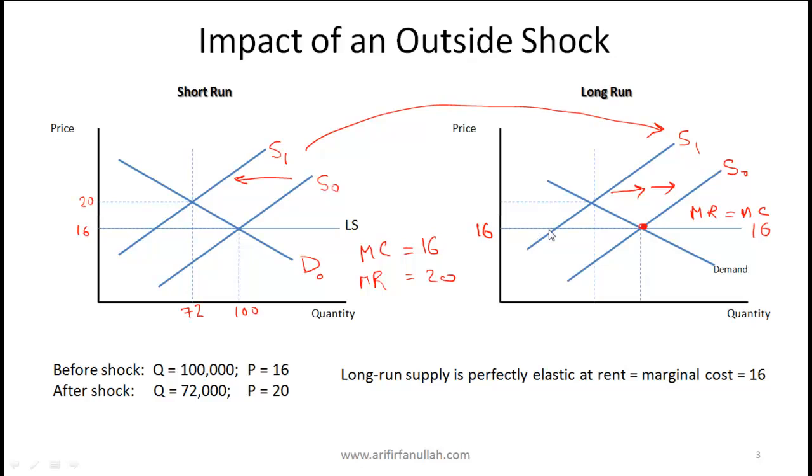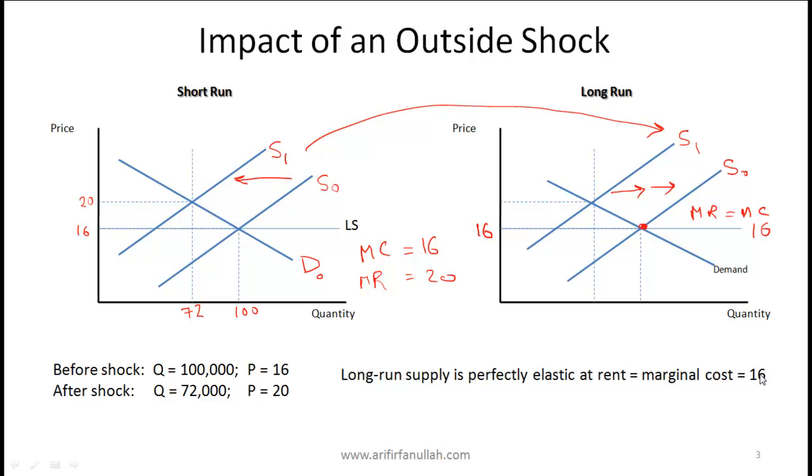So in the long run, the price will come back to 16. And that is why our long run supply curve is completely elastic. And that point is illustrated here. Long run supply is perfectly elastic at rent equal to marginal cost, which is 16 in our example.